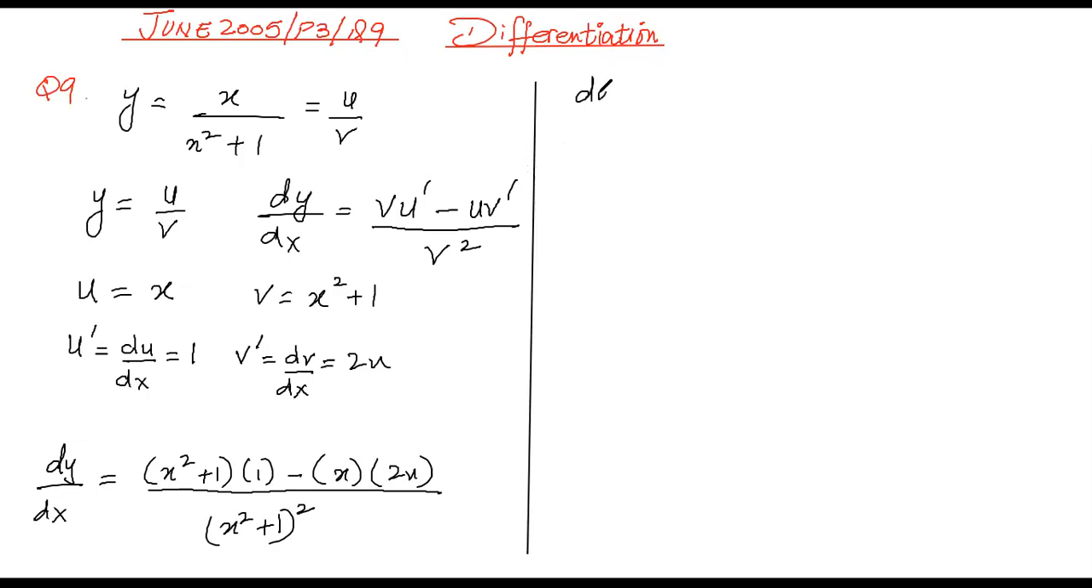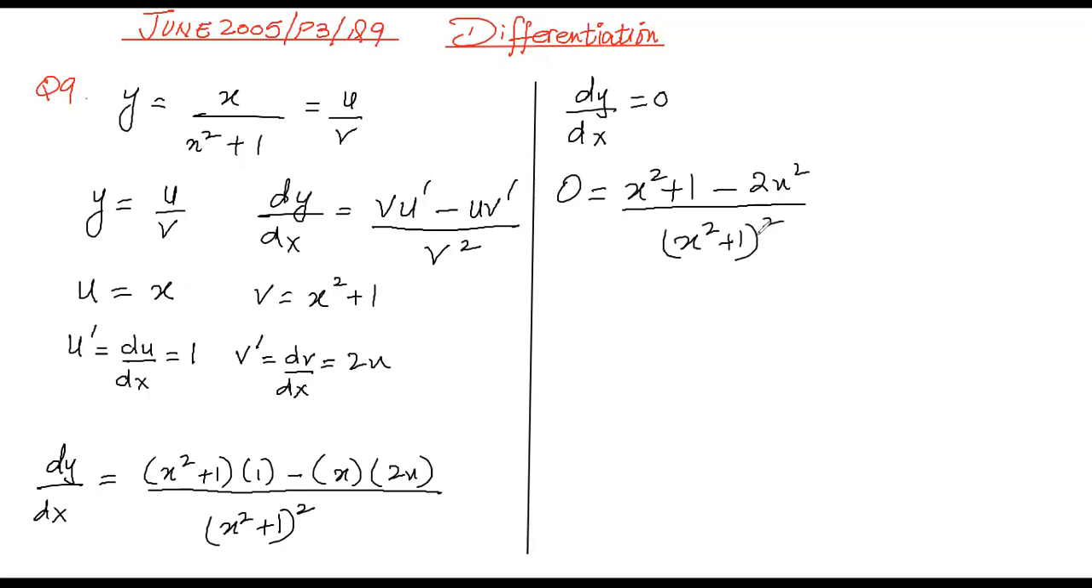So once dy over dx is 0, I can replace dy over dx over here as 0 is equal to the whole given equation: x squared plus 1 times 1 is the same thing, minus x times 2x is 2x squared, whole thing divided by the denominator, which is x squared plus 1, whole thing squared. Now if that cross multiplies with 0, it just becomes 0. So you get rid of the denominator, and the simplified equation becomes x squared plus 1 minus 2x squared is equal to 0.